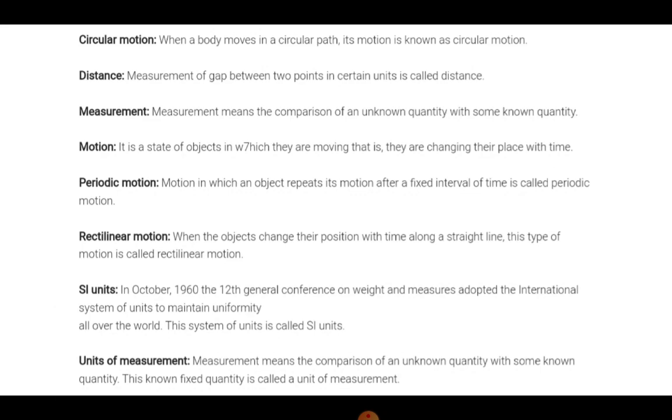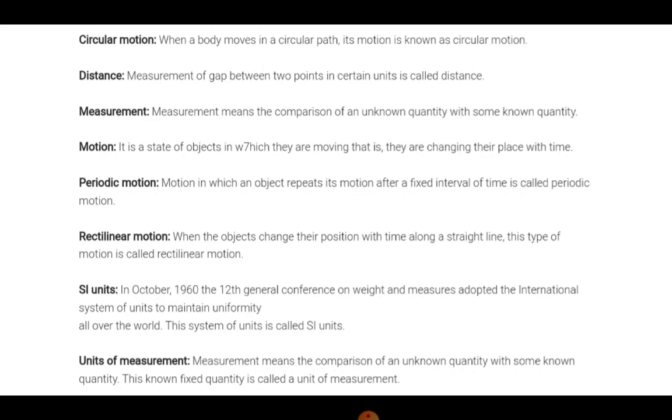Now let's revise some of the important things that we have discussed today. That is circular motion. When a body moves in a circular path, its motion is circular motion. Distance, so it is a measurement of gap between the 2 points in certain units like meter, centimeter or millimeter. It is called distance. What is a measurement? So measurement means the comparison of an unknown quantity with some known quantity. It is a very important definition. What is a motion? It is a state of object in which they are moving, that is, they are changing their place with respect to time.